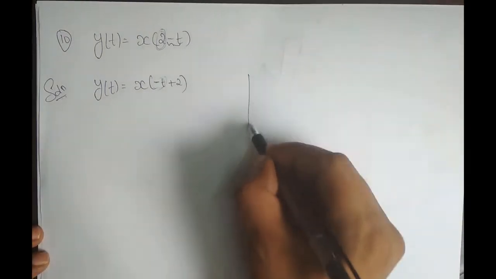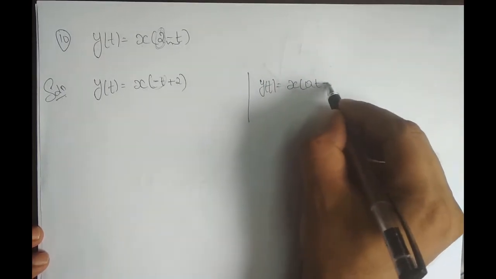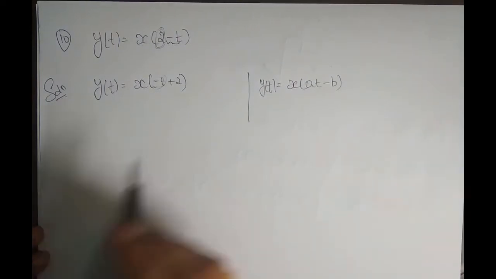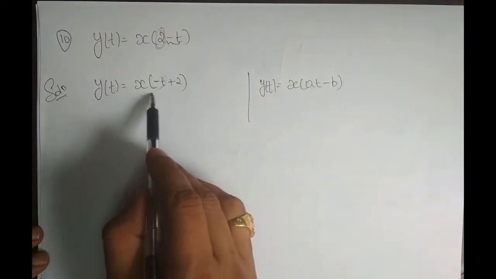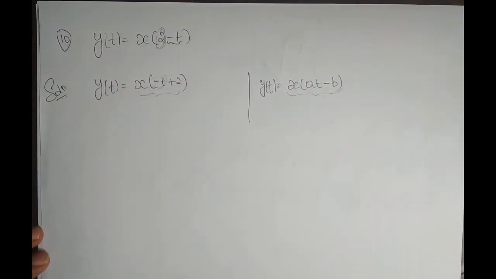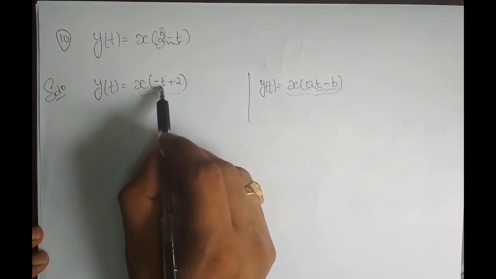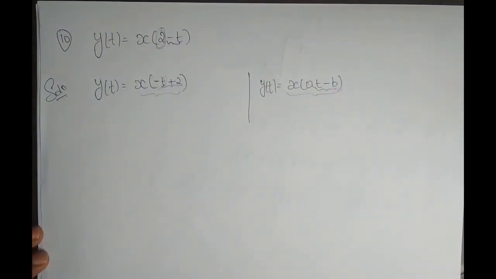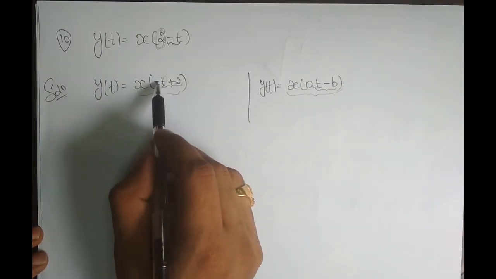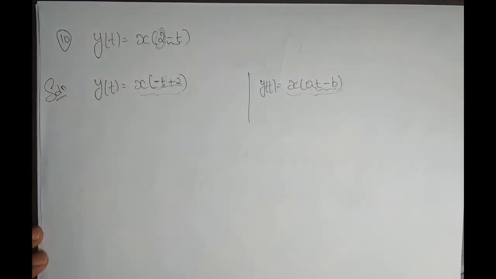Now isn't it in the form of y of t is equal to x of at minus b? If you compare, this involves both time shift as well as time scale operation, right? Which is the time shift part? It is t minus b, and here it is t plus 2. And which is the time scaling part? It is a t, but here the time scaling is minus t. A here is actually minus 1. So minus t is the time scaling part.